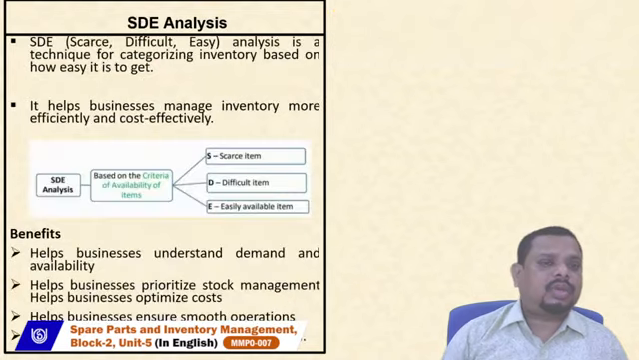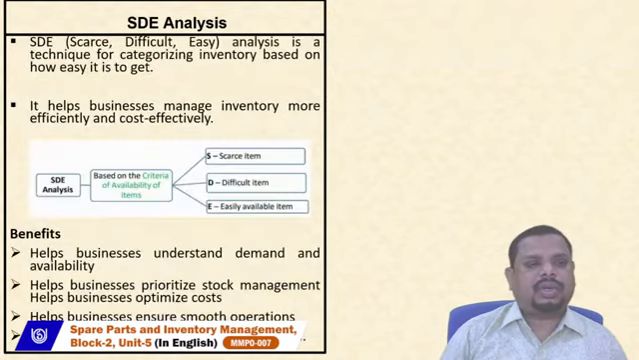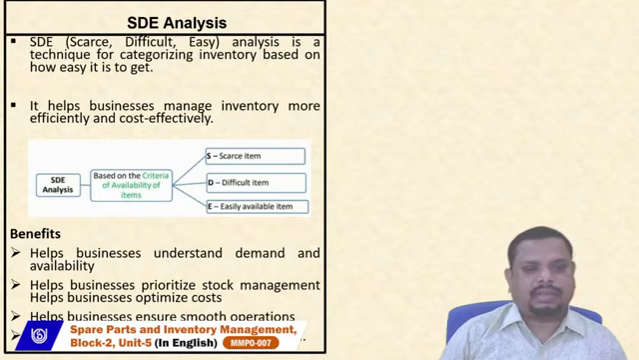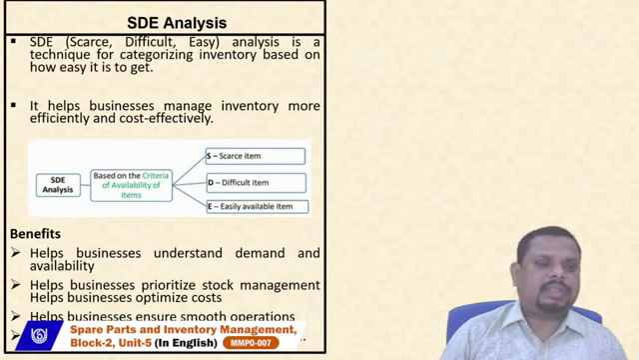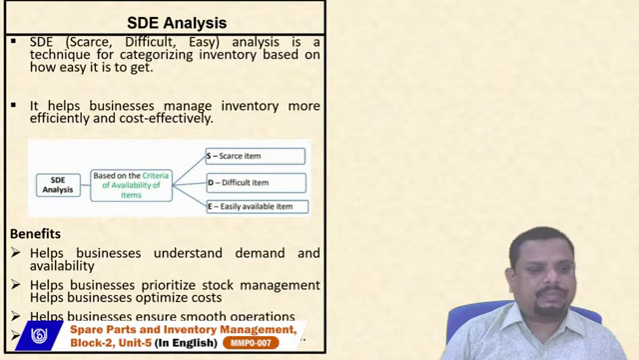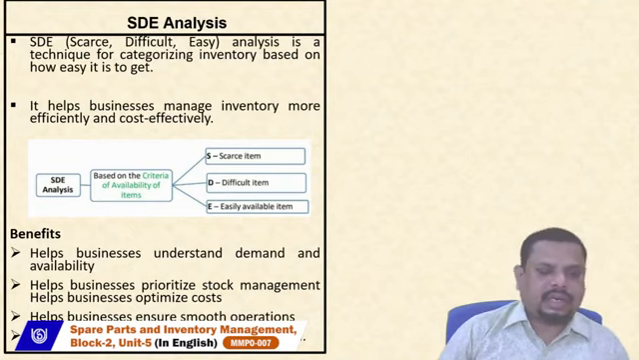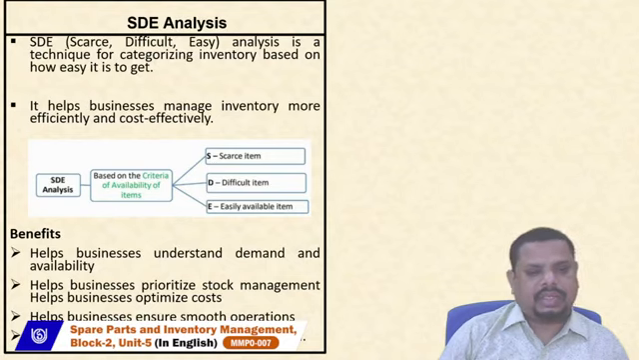Moving to the next one, we have SDE analysis. So S stands for scarce, D for difficult, and E for easy analysis. This SDE analysis is a technique for categorizing inventory based on how easy it is to get, and it helps the business manage inventory more efficiently and cost effectively. If you observe this block diagram, the SDE analysis is based on the criteria of availability of items, and I've already told that S stands for scarce items, D stands for difficult items, and E stands for easily available items. So what are the benefits of SDE analysis?